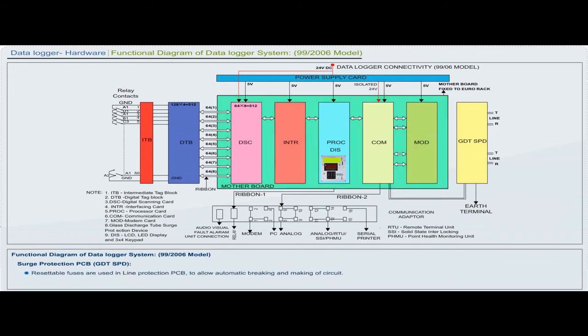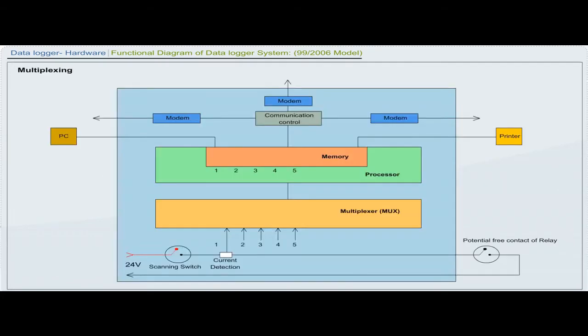Resettable fuses are used in line protection PCB to allow automatic breaking and making of circuit. The resettable fuses trip when a surge occurs, thereby isolating the communication lines from the data logger. After the surge, the resettable fuse comes back to normal conducting state. Multiplexing.